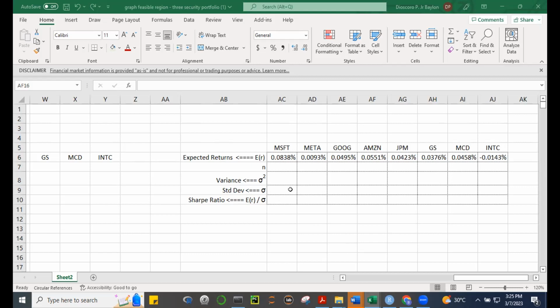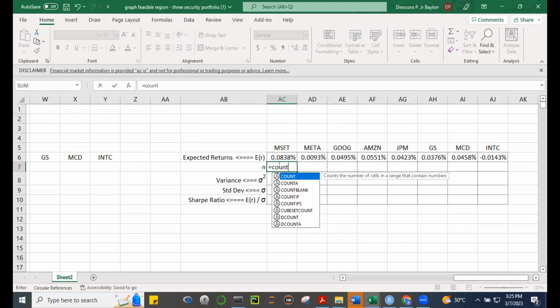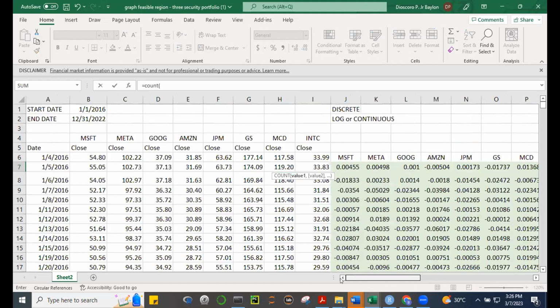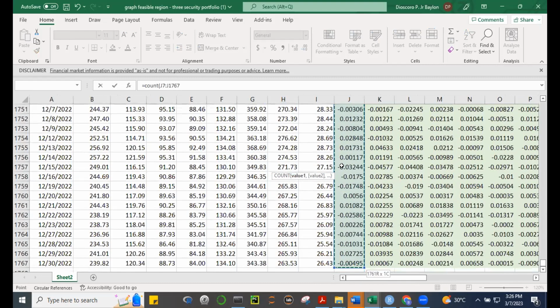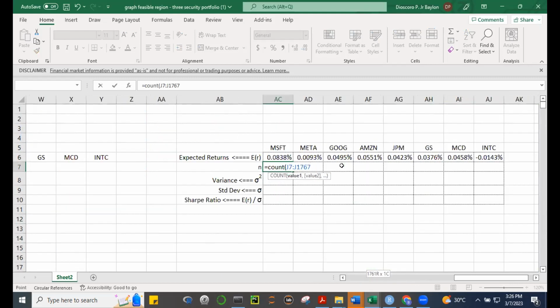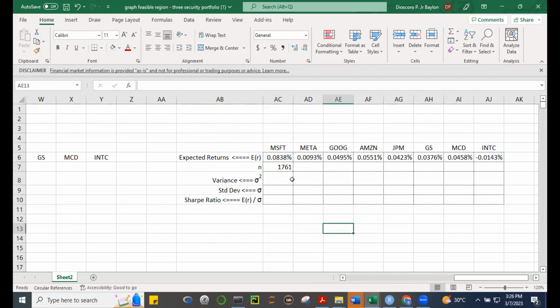All right, so for N, we just count the number of observations, equal to count. Okay, count lang natin kung ilan siya. Ilan yung returns. Okay, 1761 returns. Actually, we don't need the others kasi pare-pareho ng 1761 yun.